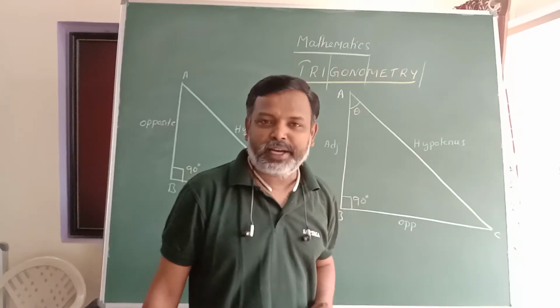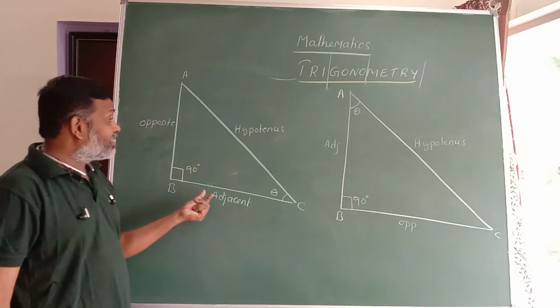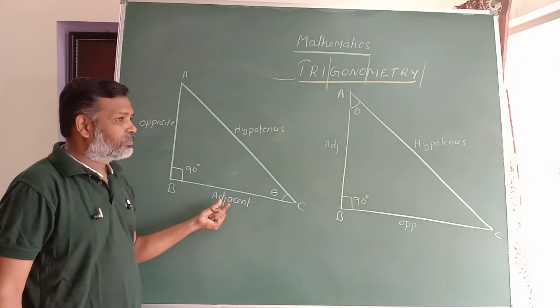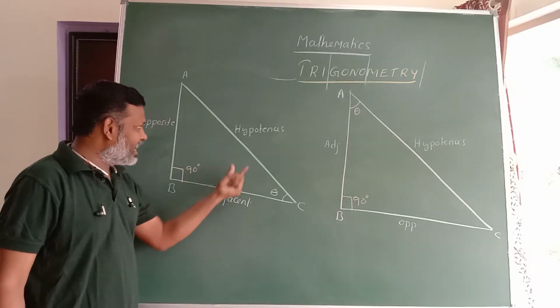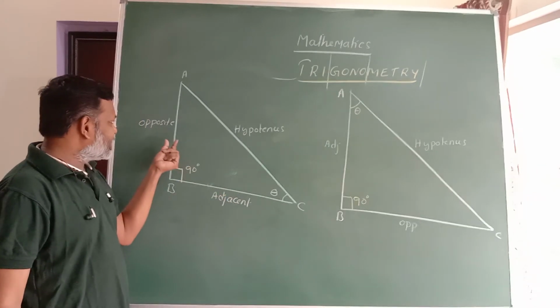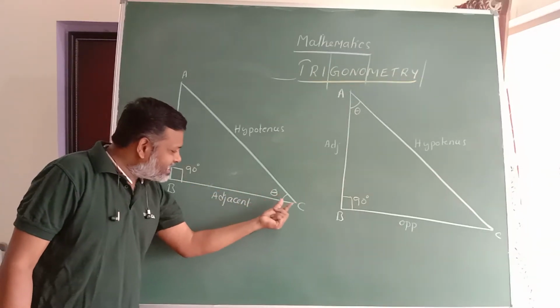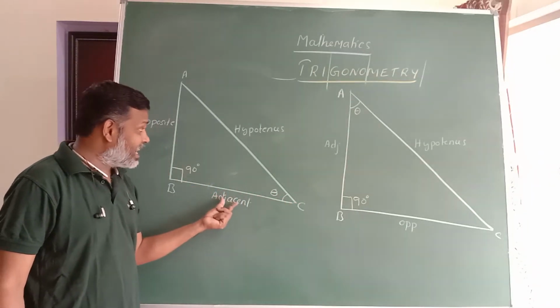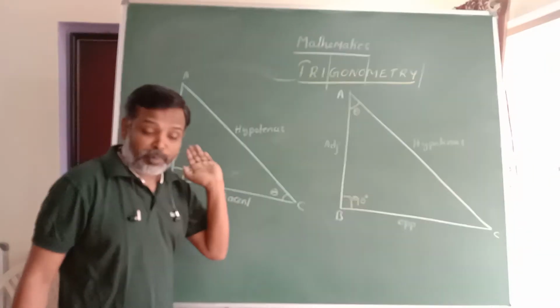And carefully observe that. In a triangle we can consider three sides. What are the three sides? Opposite side, adjacent side and hypotenuse side. The side opposite to the acute angle is the opposite. The side which is adjacent to the acute angle is the adjacent, and the side which is exactly opposite to the right angle is the hypotenuse.